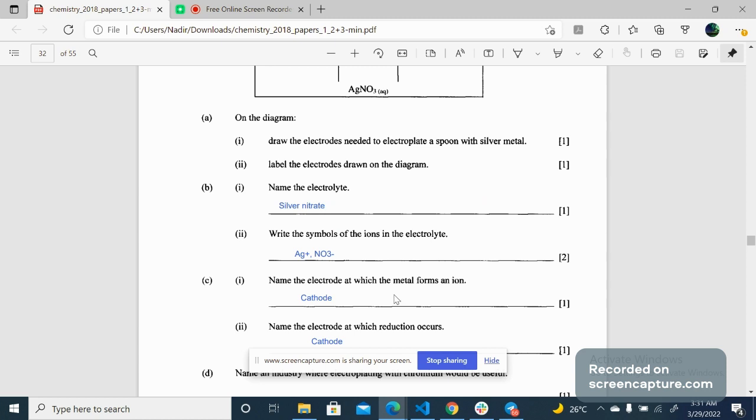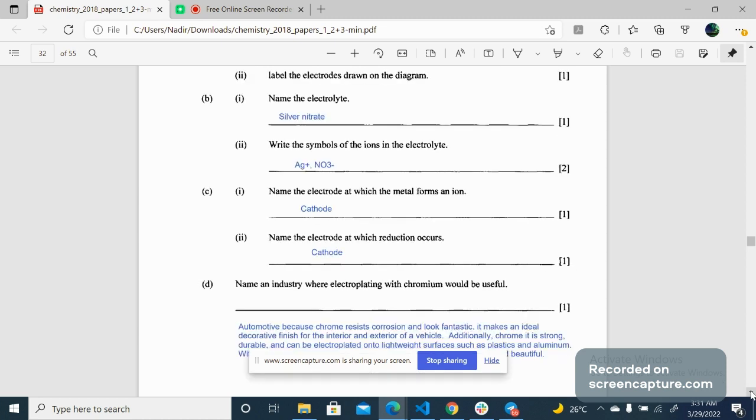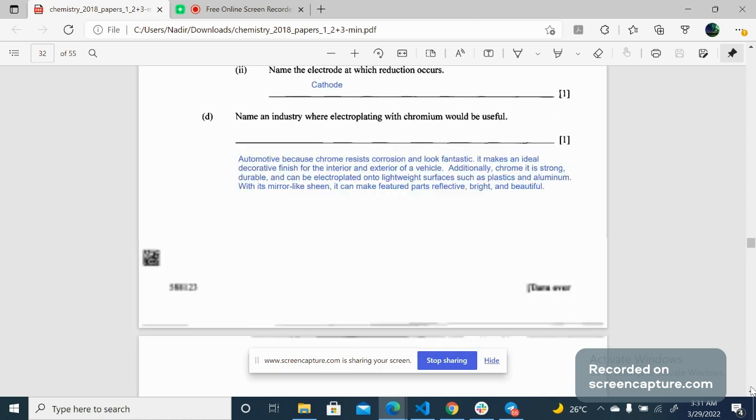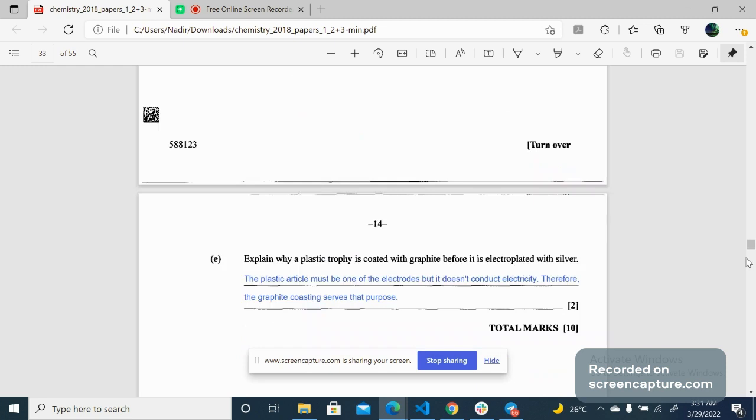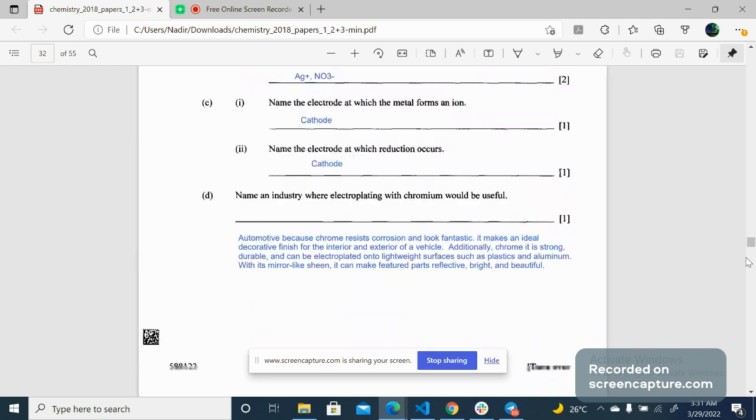Okay, and write the symbols for the ions: Ag plus, and NO3 minus for the nitrate ion. Okay, name the electrolyte at which the metal forms an ion. This is the cathode. Then the electron reduction occurs at the cathode. Okay, this one is a bit more detailed answer, even though it's only for 1 mark, but I thought to write a bit more for understanding.